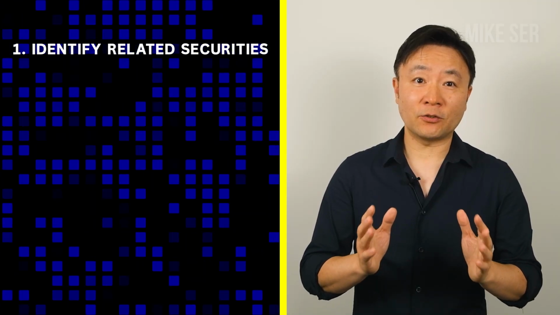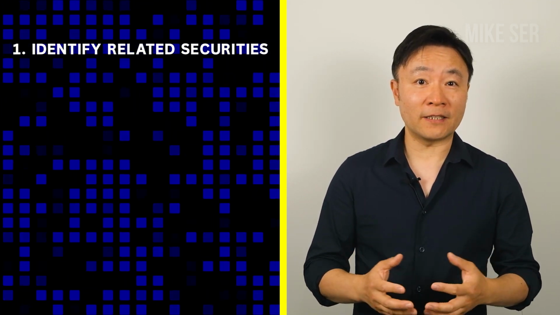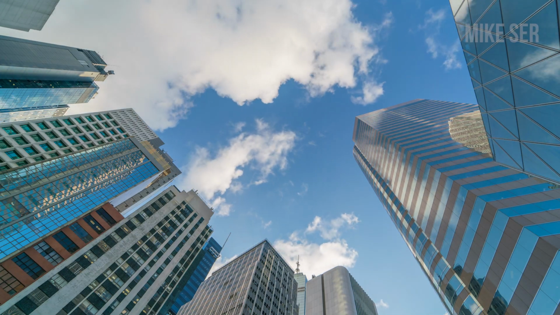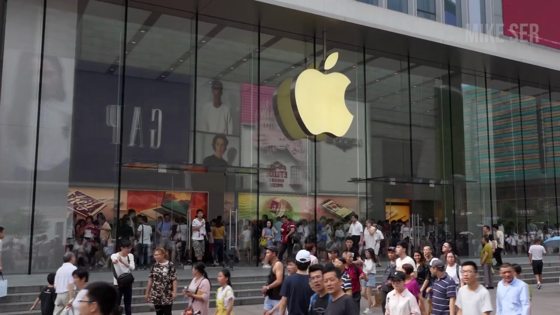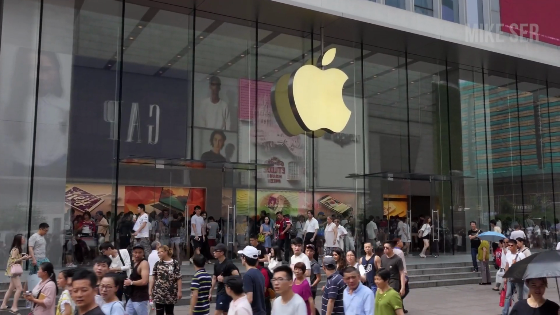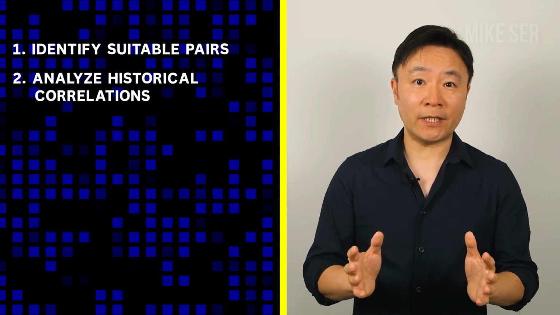Now, here are some considerations in selecting pairs for pair trading. The first is to identify related securities. Look for securities that have a historical or fundamental relationship. Now, this could be companies in the same industry, or company stocks of direct competitors, or a company stock that is tied to an industry index. Now, the goal is to find pairs that tend to move in a correlated manner, but may experience temporary divergences in their prices.